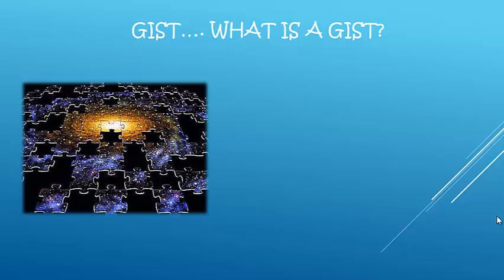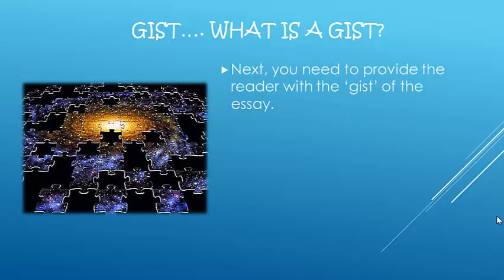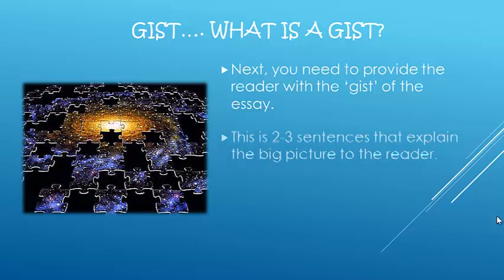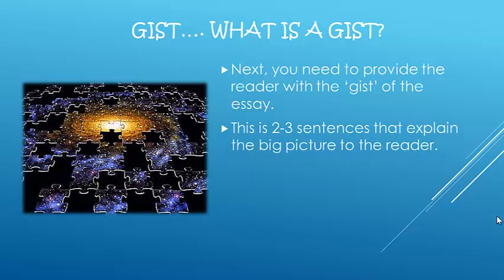Then what you need to do is come up with the gist. But what is a gist? Does anybody remember from last year? Nate? Yeah, it's what your paper is going to be about. So you have to provide the reader with the gist of the essay. The reason we call it the gist and not the main idea is when we say the word main idea, we typically think of one sentence. But a gist is more, it's a bigger picture. It's 2 to 3 sentences. Can even be as many as 4.